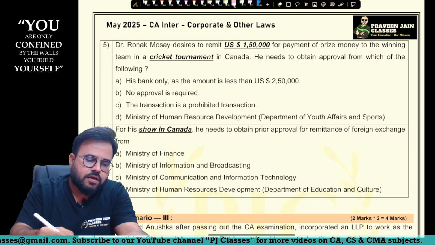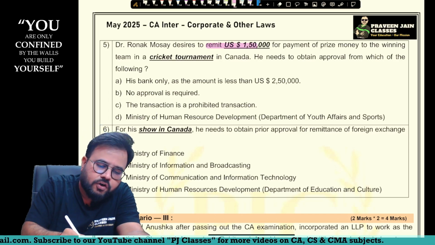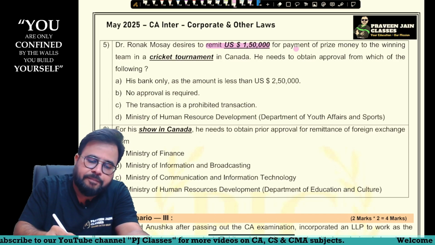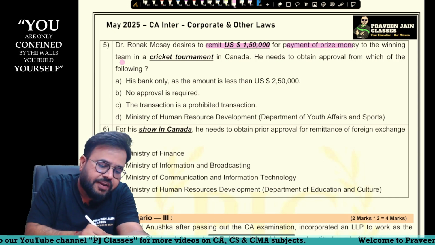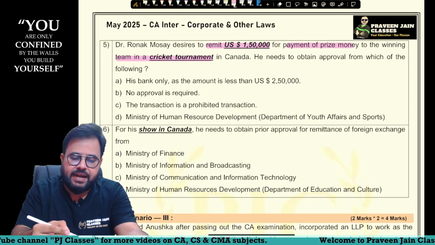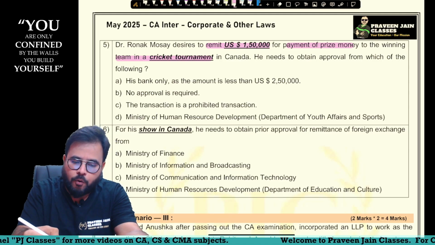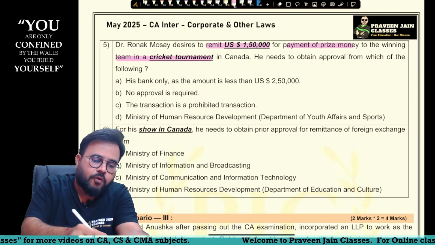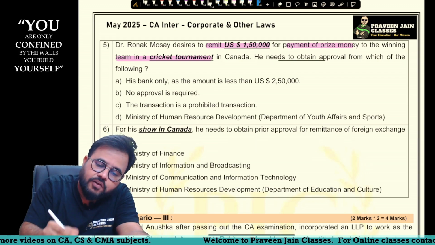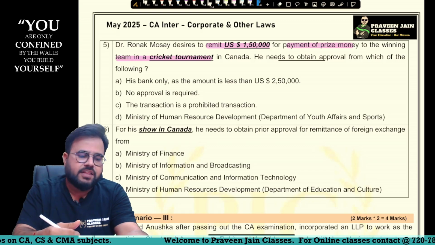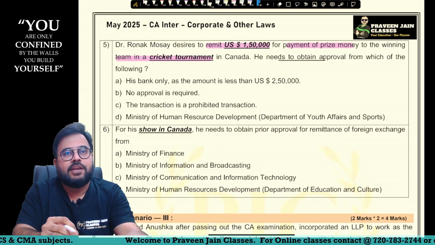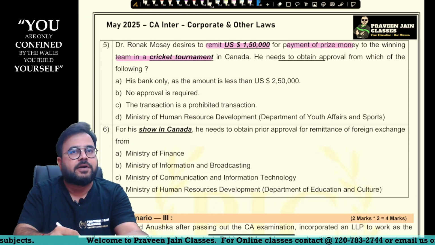Now, Dr. Ronak desires to remit $1.5 lakhs as a payment of prize money to the winning team in a cricket tournament in Canada. He needs to obtain approval from which of the following? In other words, they are asking from which authority he has to take the approval. Now the first point is, can you draw foreign exchange for this particular purpose?